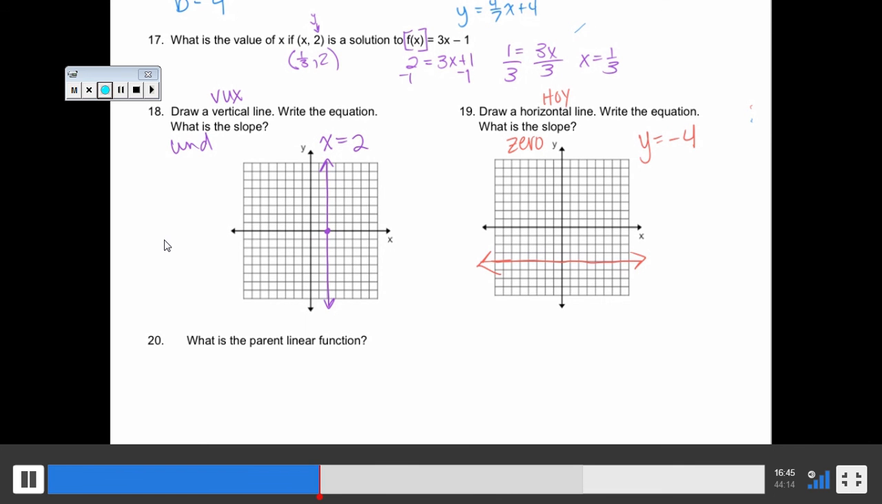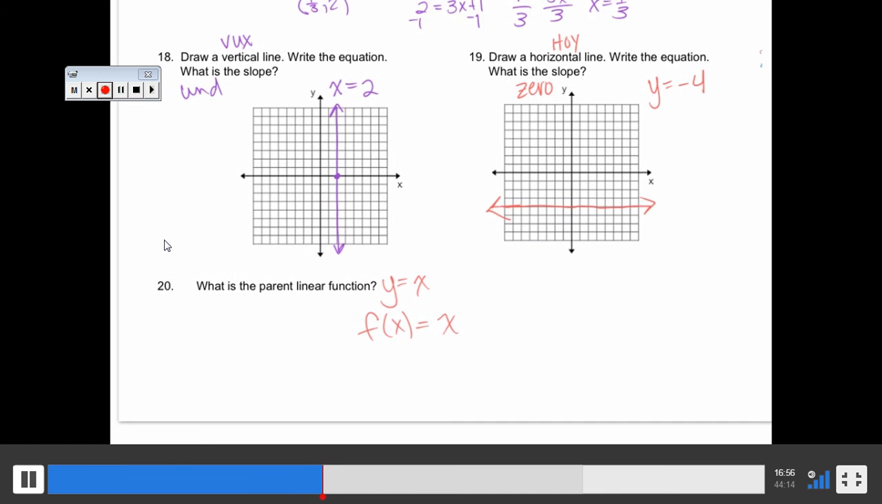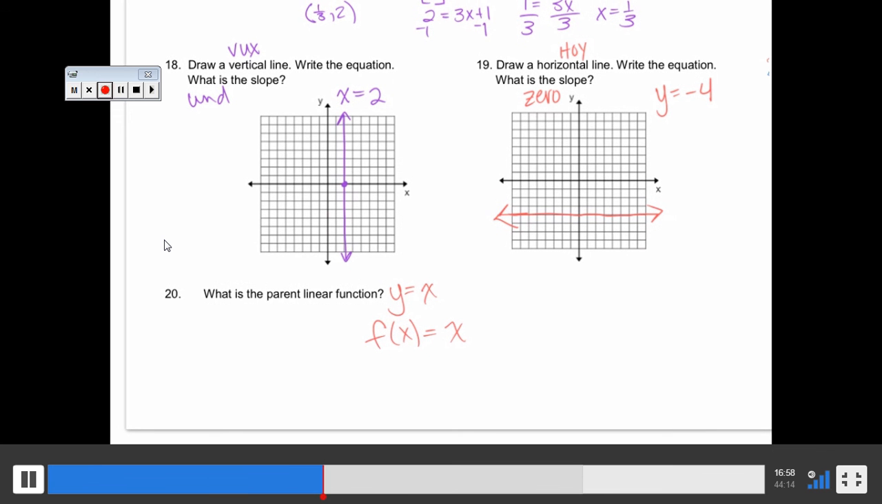The parent linear function is just y equals x. And remember, you can also write f of x equals x. Remember, with the parent linear function, the slope is 1, and the y-intercept is 0.